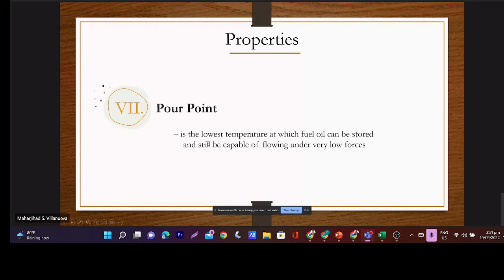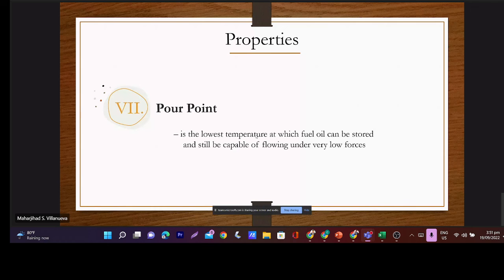So next po. Good afternoon po, sir. Rinig po ba? So, ako po si Warly De Vera and I'm discussing more about the properties of liquid fuel.